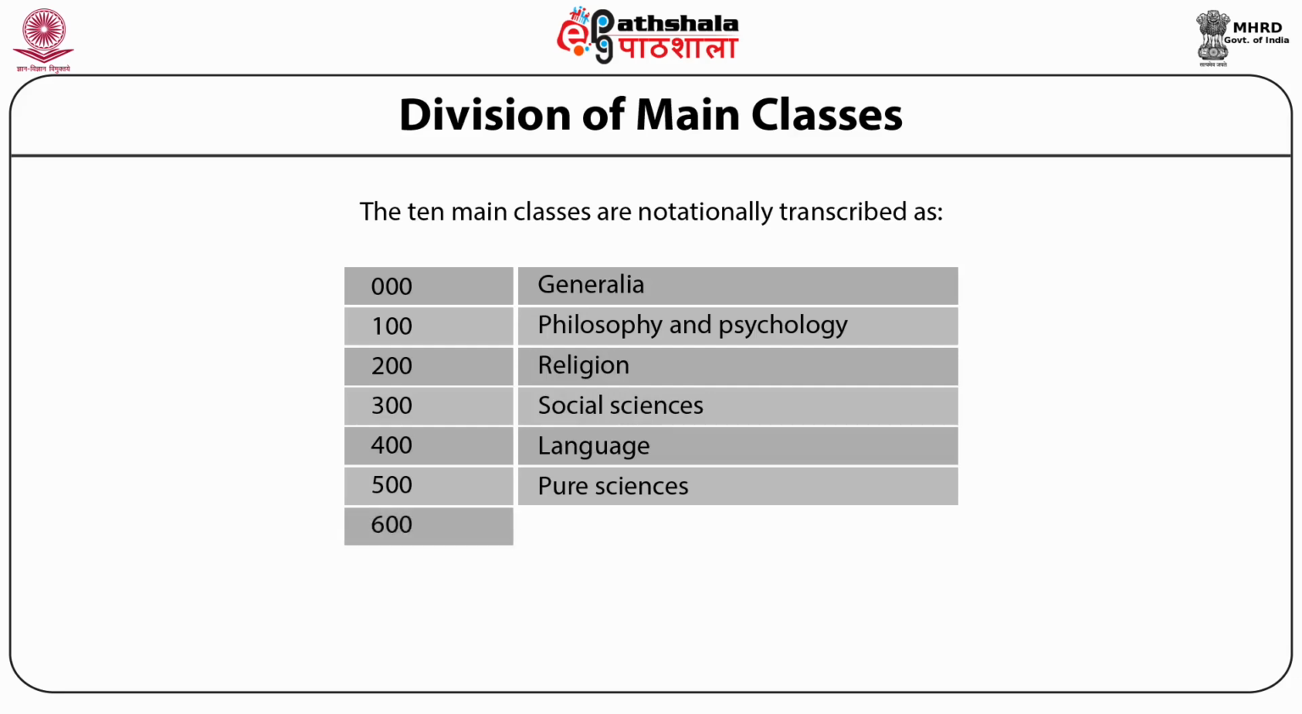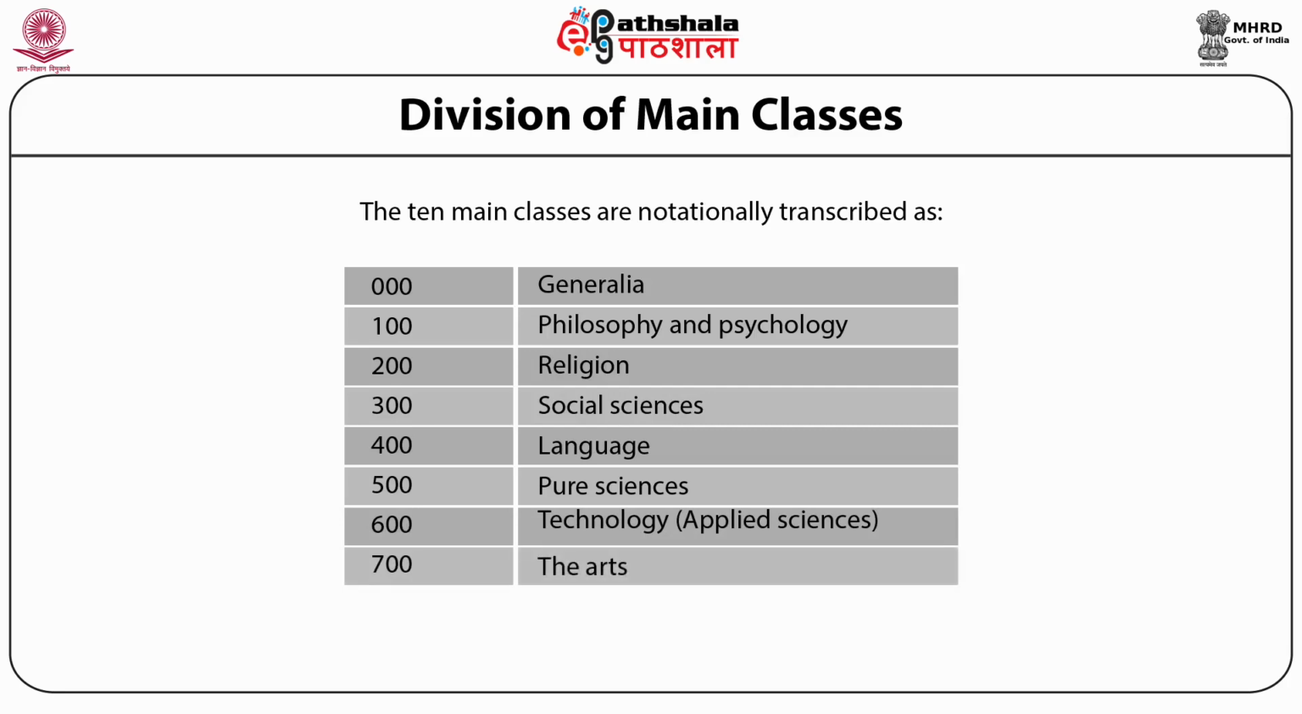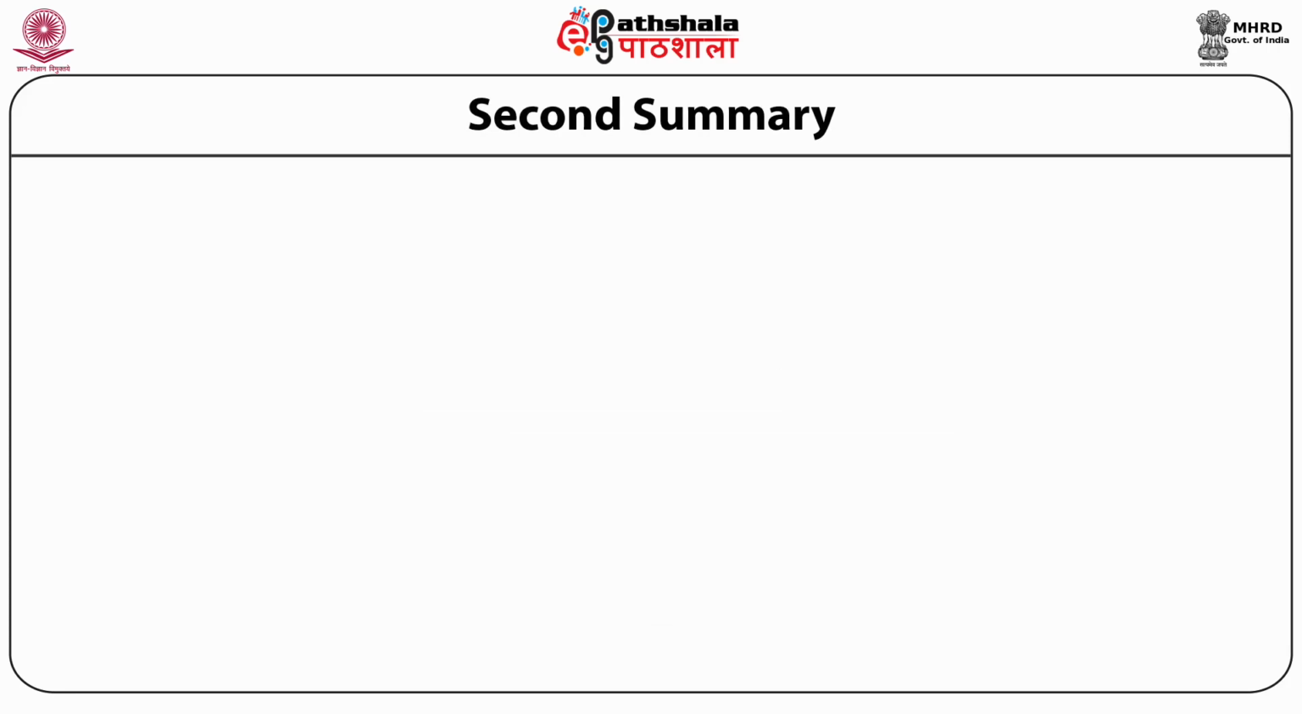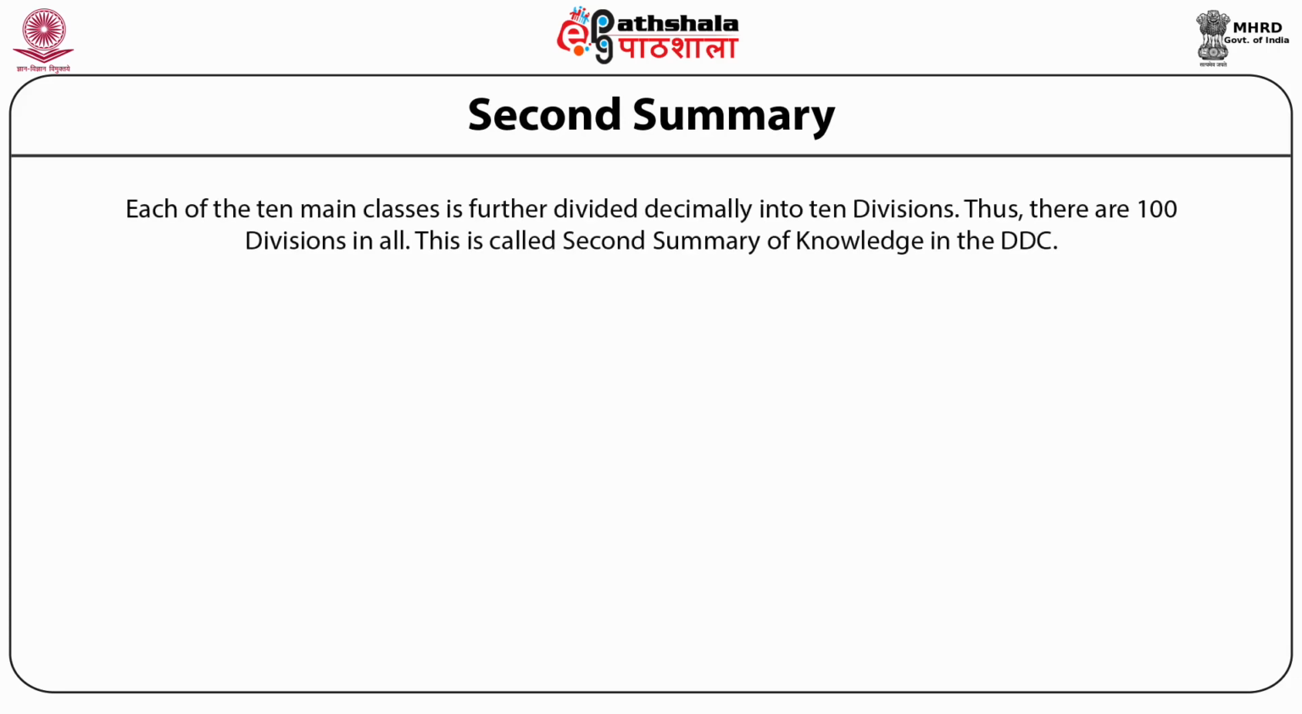600 is technology or applied sciences, 700 is arts, and 800 literature of all the words in all the languages, and 900 again a compound class having geography, biography, and history of the world. The 10 main classes were known as the first summary also. Then each of the 10 main classes can be further divided decimally into 10 divisions. Thus, there are 100 divisions, that is 10 into 10 in all. This is called second summary of the knowledge.